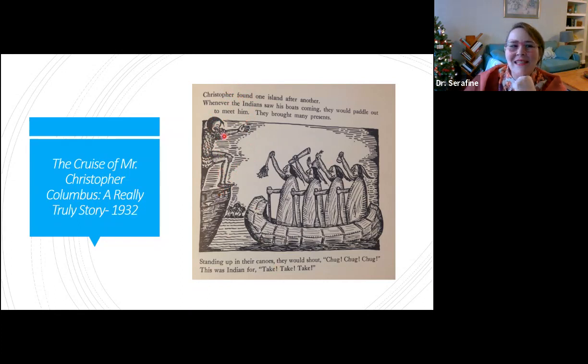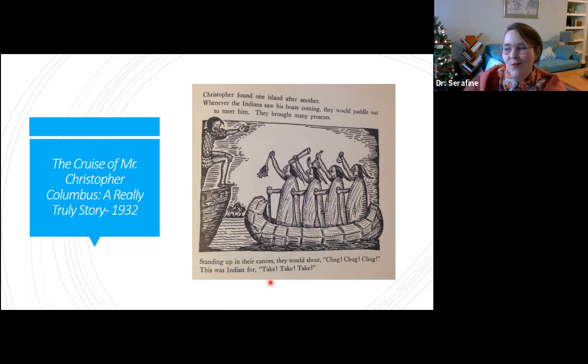Christopher found one island after another. Whenever the Indians saw his boat coming, they would paddle out to meet him. They brought many presents. Standing up in their canoes, they would shout, chug, chug, chug. This was Indian for take, take, take.